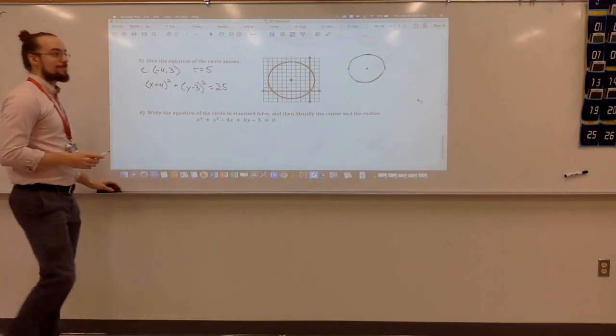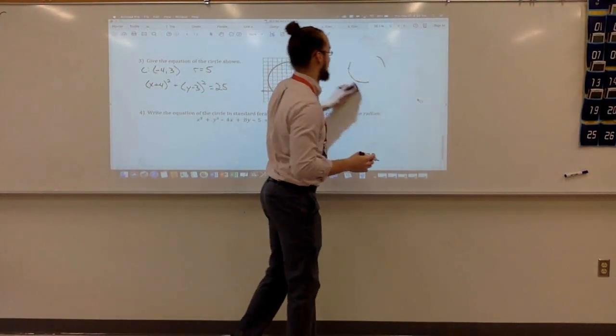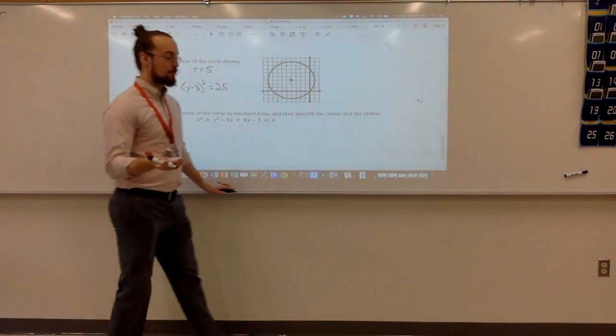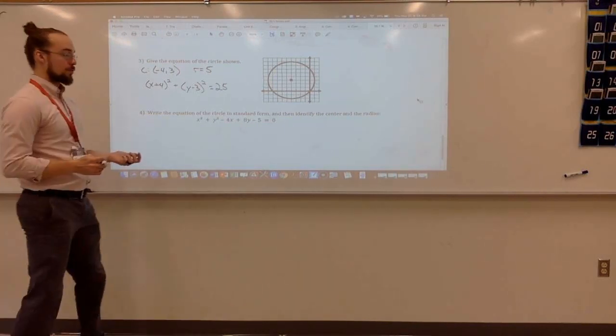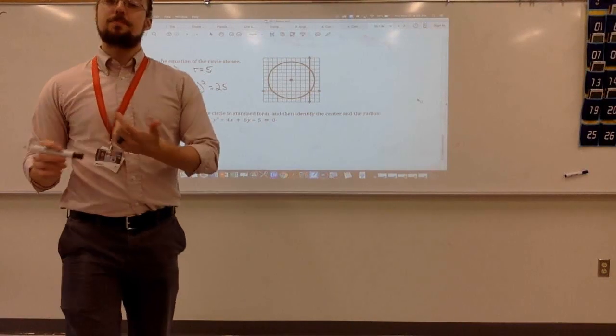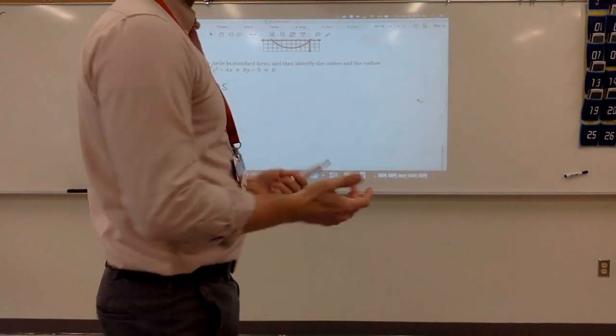So I heard a lot of yeses. Yeah. So most of that's pretty straightforward, right? Now what if we're given the equation of a circle in general form, and we want to put it into standard form? Okay. To do this, we're going to have to complete the square twice.